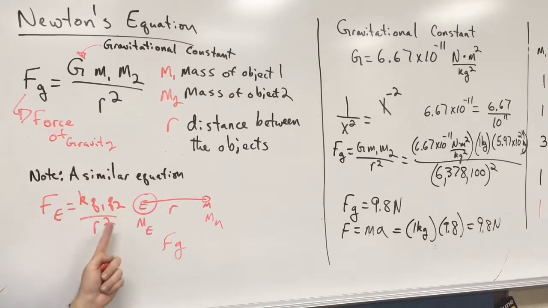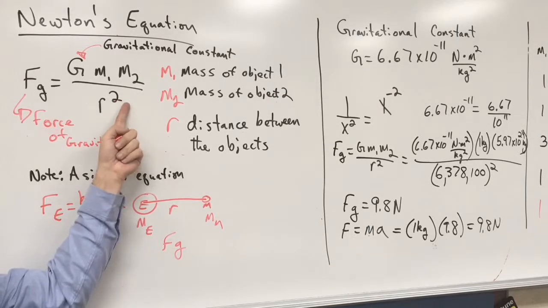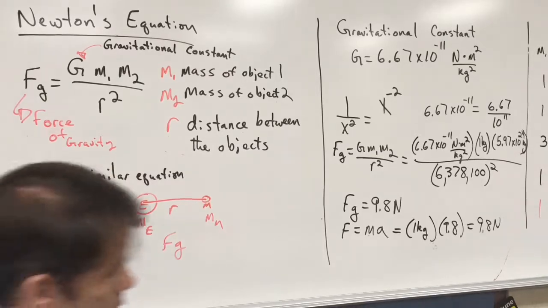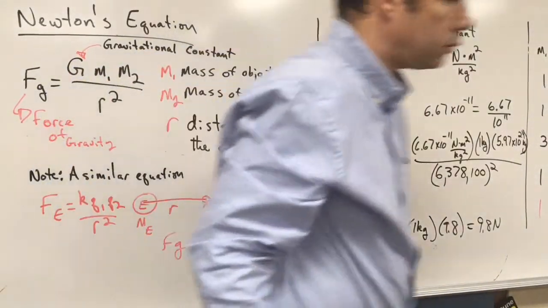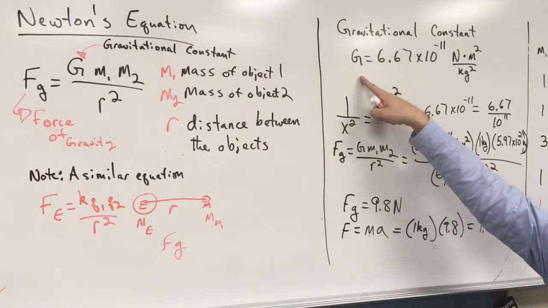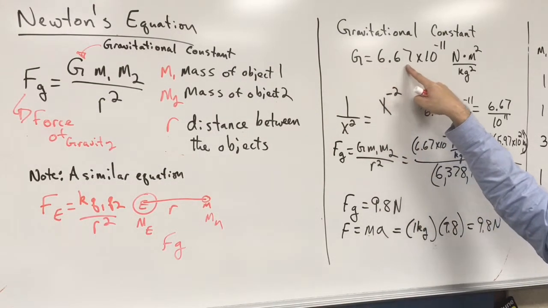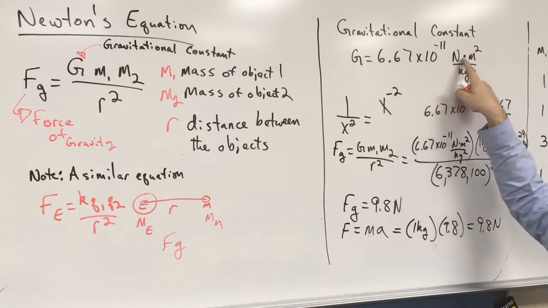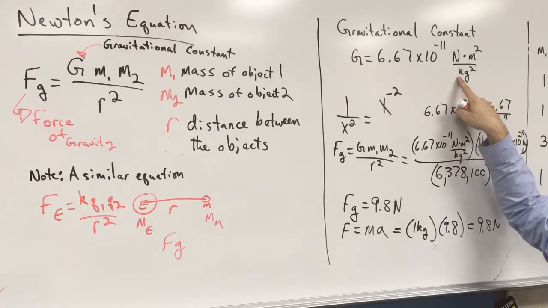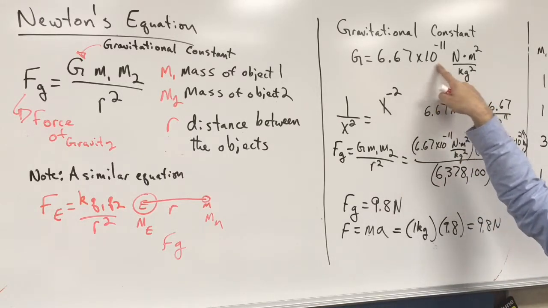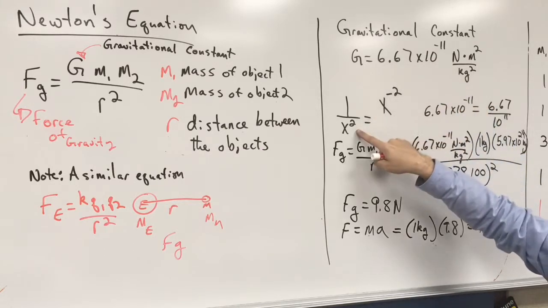Okay, so just like we did with this one, we're going to take a look at the math with this one. So let me move over here. The gravitational constant, G, equals 6.67 times 10 to the negative 11th power. The units are newtons times meters squared divided by kilograms squared. So what does this times 10 to the negative 11th look like? Well, let's take an example.